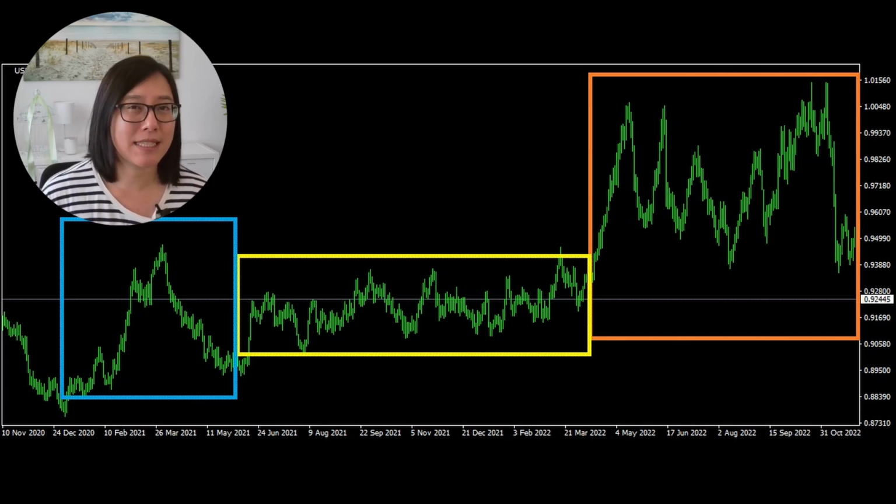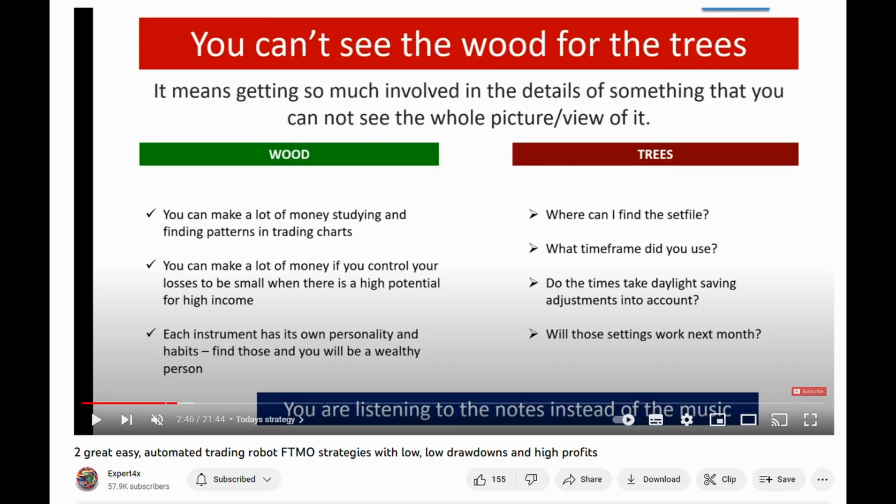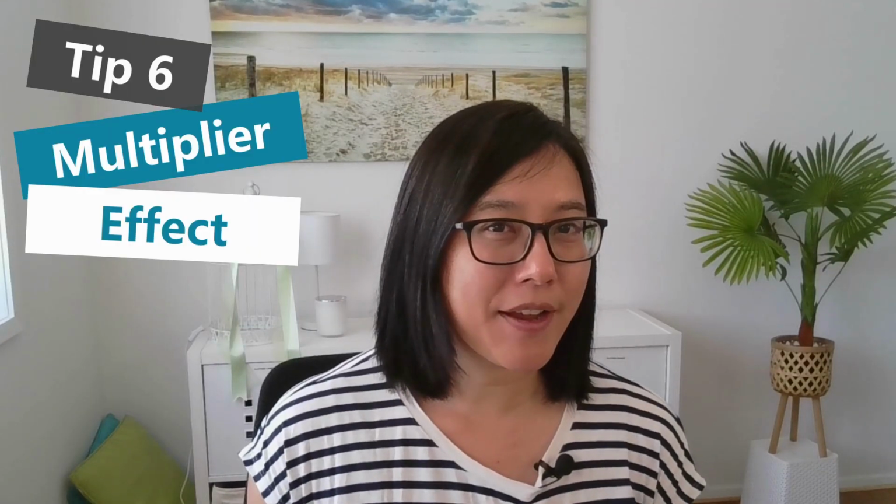When you realize this, you can take a step back and start building your portfolio of EAs. You have sideways EAs and trending EAs and trade them in tandem. So you have the tools at your disposal. When the market starts trending, put more money into the trending EAs. When the market starts going sideways, put more money into the sideways EAs, so you can benefit from all sorts of market conditions. The multiplier effect.